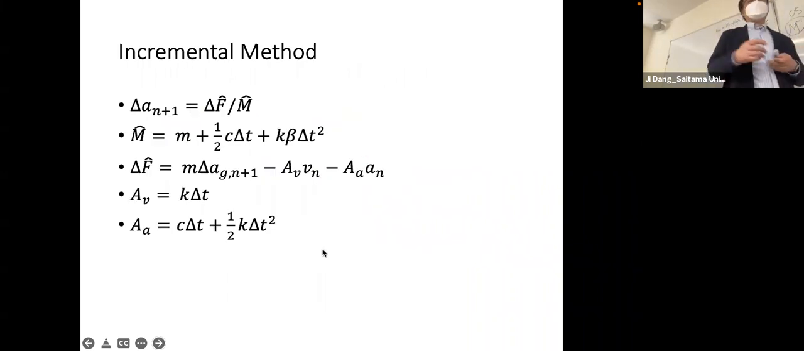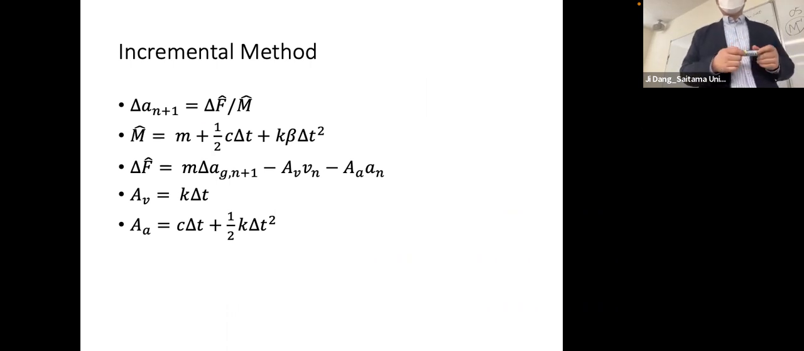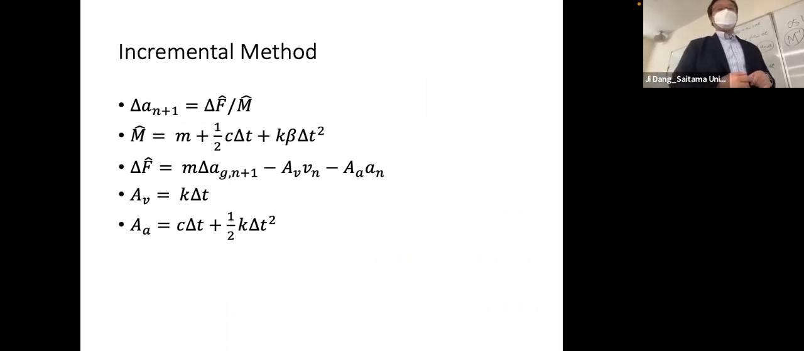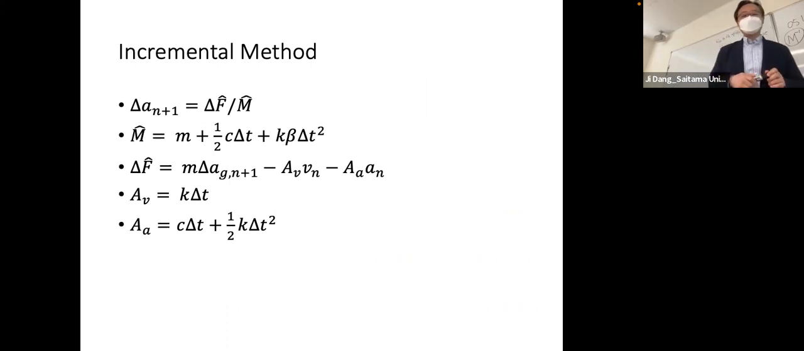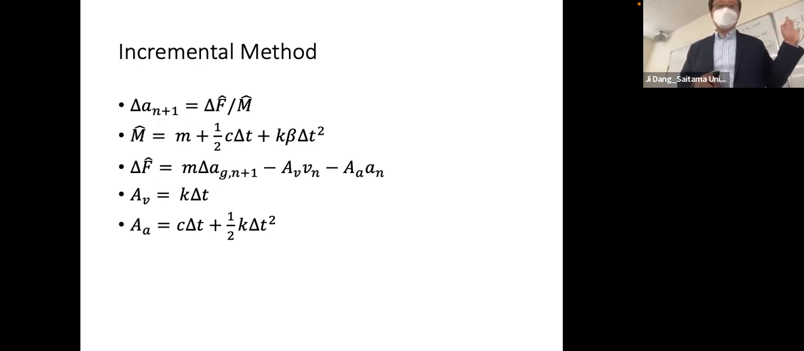So we're using a very simple, shorter and efficient way to express the incremental method here, which is delta an plus 1 equals delta f hat divided by delta m hat. Delta m hat, the correct expression is the inverse matrix of m hat. What's inside m hat is just an equation. Oh, sorry, this is for a single degree of freedom, so no problem. This is just a value, so no need to panic. Okay, so m plus delta t divided by 2 times c plus k beta delta t squared. In units, they all become mass. Okay.